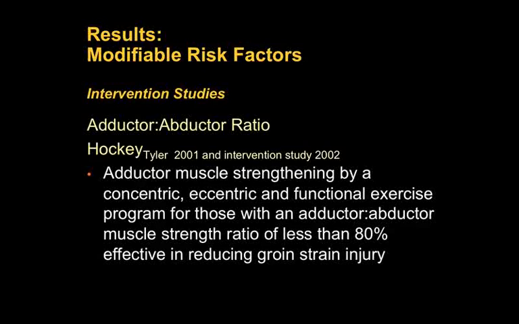Other modifiable risk factors, interventional studies this time, we're looking at adductor to abductor ratios. Tyler, in 2 investigations, found, as I had stated earlier, that adductor muscle strengthening by concentric, eccentric, and functional exercise programs for those with adductor to abductor muscle strength ratios of less than 80% were effective in reducing groin strain injuries.